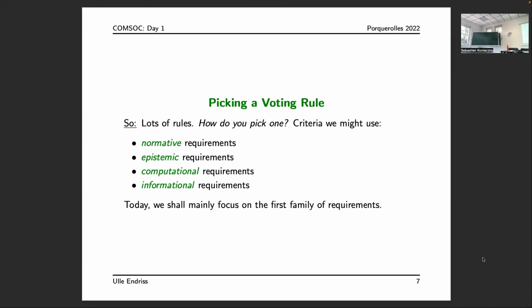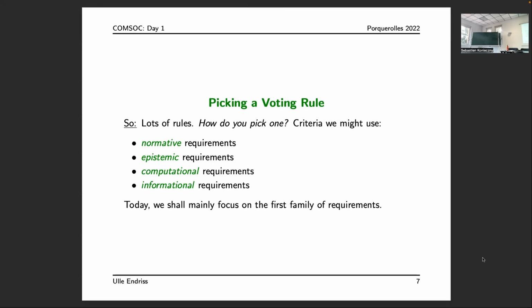Computational requirements. Maybe some rules, not the ones I've shown you, but some other rules could be really, really complicated and maybe have very nice theoretical properties, but would be really hard to use in practice. And maybe we don't have enough time for application. So we care about computational requirements as well.